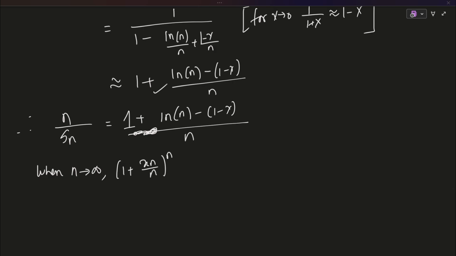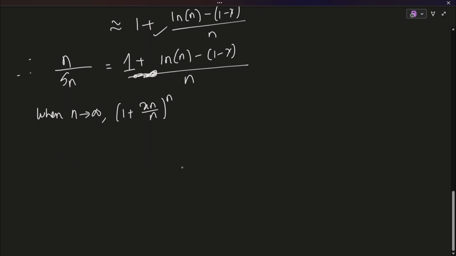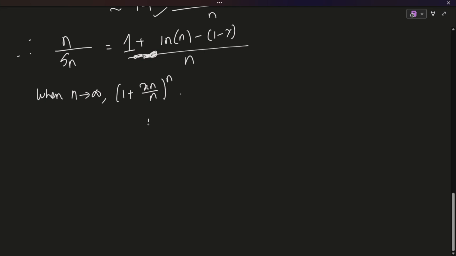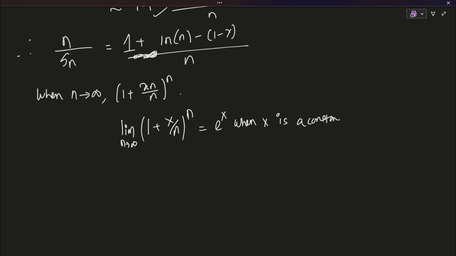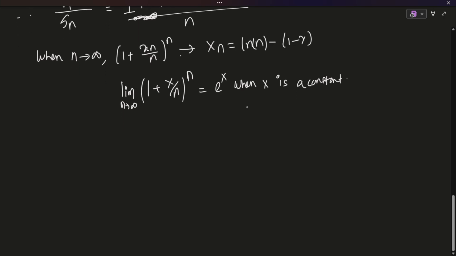But even when we have this, we cannot use the limit approximation, since we know that (1 plus x by n) whole to the power n, as n tends to infinity, is equal to e to the power x, when x is a constant. This is what we know. But here xn is nothing but ln n minus (1 minus gamma), which is not a constant. So what we can do is this.